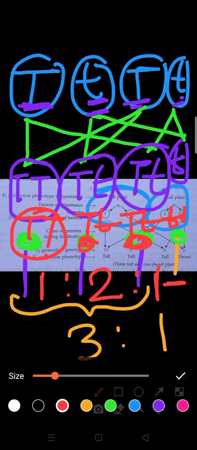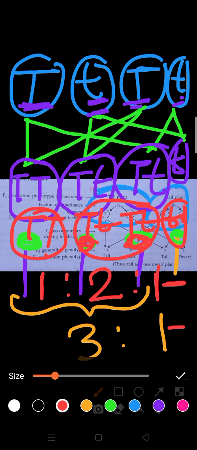ये एक है. This is one, also one, and they both are similar. They are two. So 1:2:1. This is the genotype, and this is the phenotype. Okay, this is the phenotype ratio. This is the genotype ratio, and you have observed that characters are never blended और कंटेमिनेट नहीं किया. टॉल और ड्वार्फ के बीच का प्लांट नहीं बना.